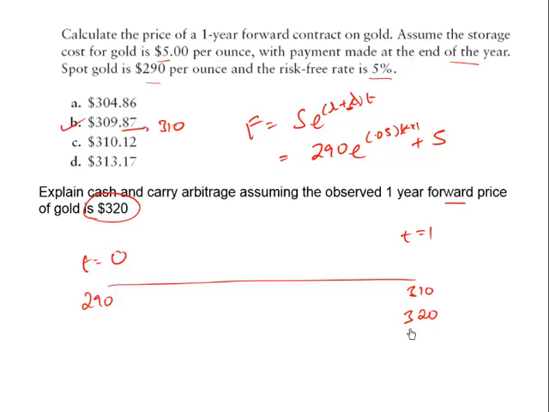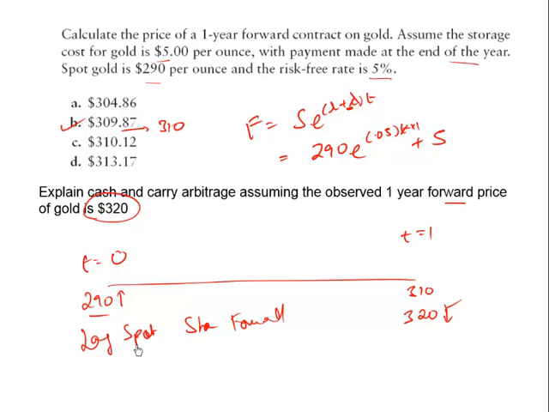Is gold cheap or expensive? Please note, it is expensive in some market and cheap in the other. So it is expensive in the forward, which means it is cheap in the spot. So if this has to be 320, either this 290 is incorrect or this 320 is incorrect. Either this will come down or this 290 will go up. Either way, how do we profit? Long spot, short forward.